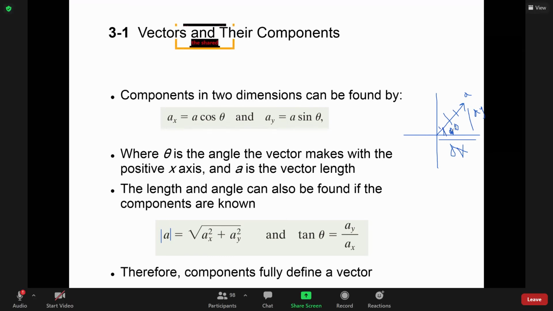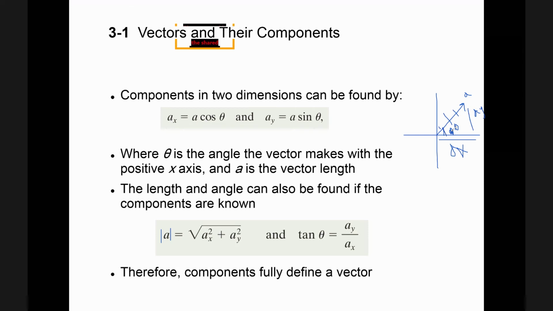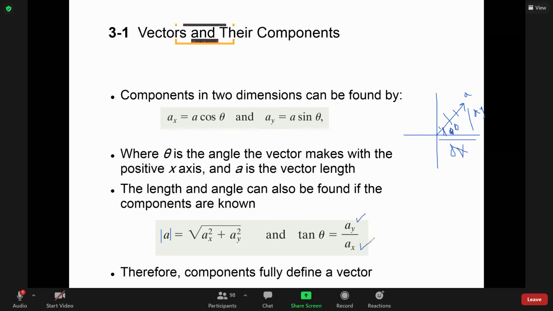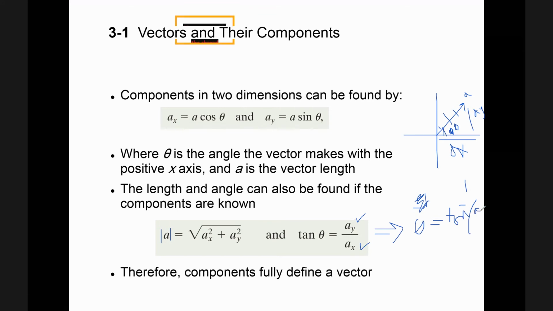Tan, we said, is opposite divided by adjacent. So it is ay divided by ax. If I know the length ay and I know the length ax, I can find the angle. Then how do we get theta? You said I take the inverse. So theta is tan inverse on the calculator of ay over ax.